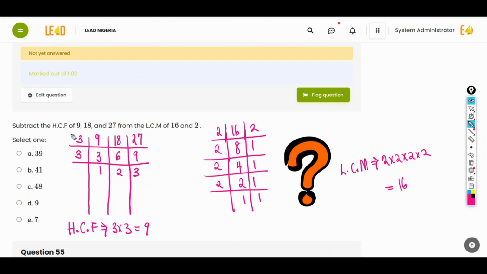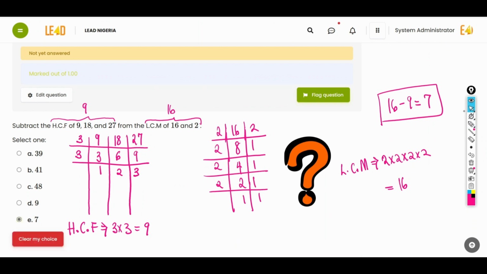All right, so the question is subtract the HCF of that. So the HCF of that is 9, and the LCM of this is from the LCM of that, which is 16. So just simply saying subtract 9 from 16. All right, so 16 minus 9 gives you 7. Correct answer is E.